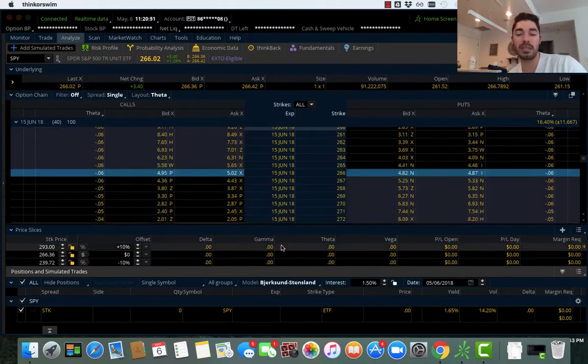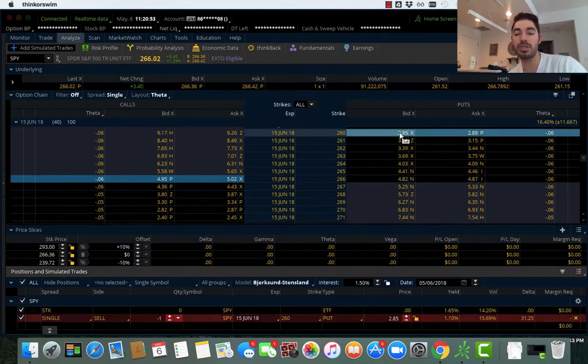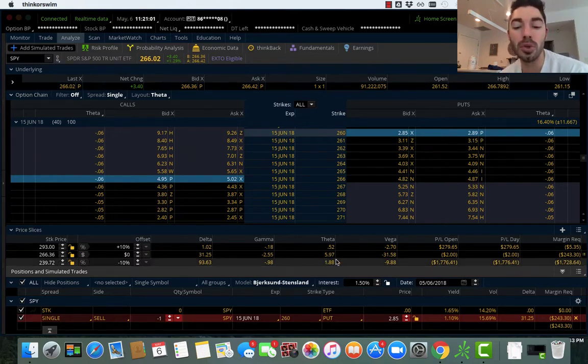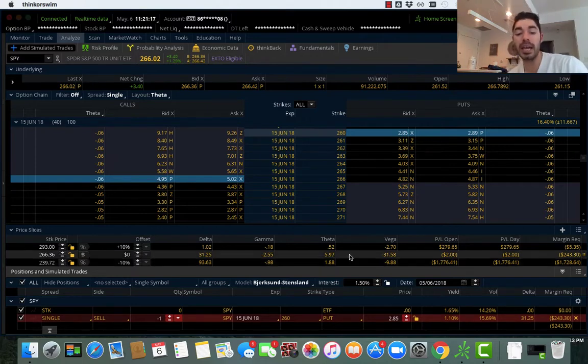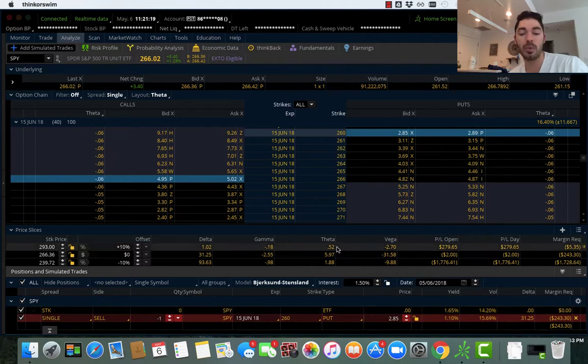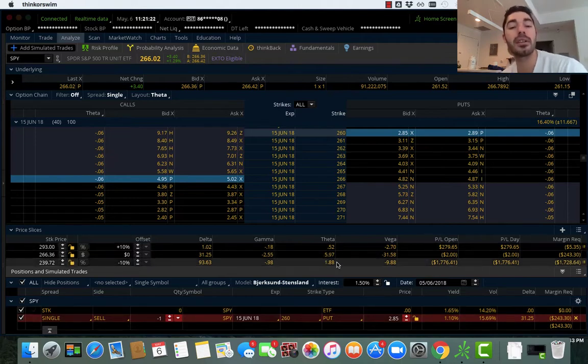So if we were to sell this 260 put in SPY expiring 40 days from now, the value that would be removed from this option every single day would be about $5. Now obviously theta changes, so tomorrow might be less, might be a little more, but as we stand right now, it's going to be about $5.97 a day. And you can see we sold the option, so we are positive theta. Positive theta works in our favor if we're a net seller of options, if that makes sense.